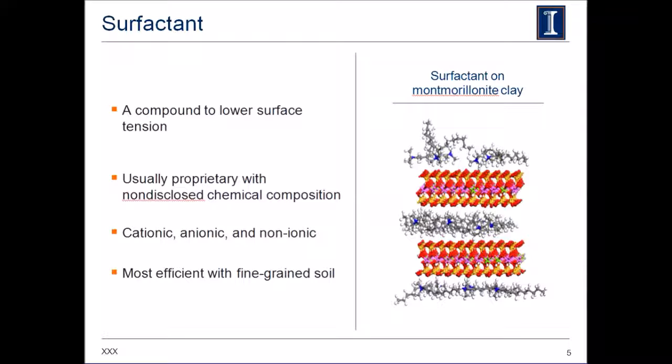Surfactant is a compound that can lower the surface tension between two liquids or between a liquid and a solid. Its most common use is as detergent. Contrary to bioavailability of various acids, surfactants used for soil stabilization are usually proprietary with non-disclosed chemical composition, which makes it difficult for detailed analysis. Soil stabilization with surfactants involves surfactant chemically reacting with the soils and improving the moisture density relationship. Surfactants can be cationic, anionic, and non-ionic, with cationic being the most common type.